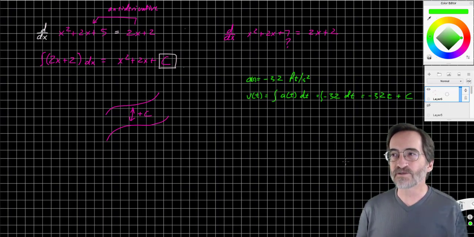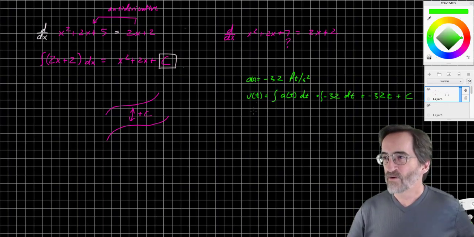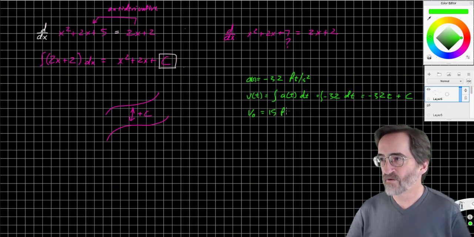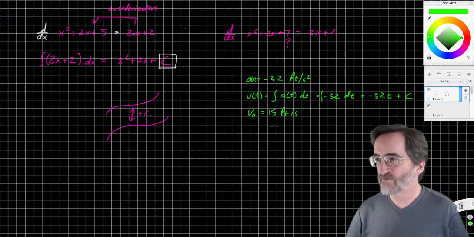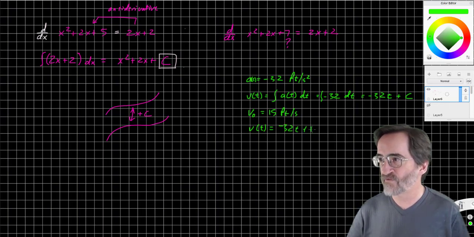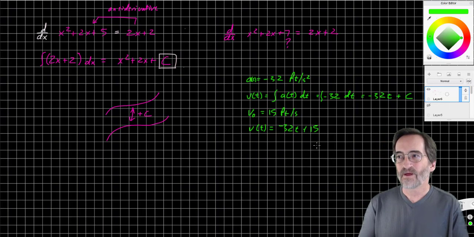And now I can use some initial values. What if the initial velocity were 15 feet per second? Now my antiderivative, my velocity function of time, becomes negative 32t plus 15.